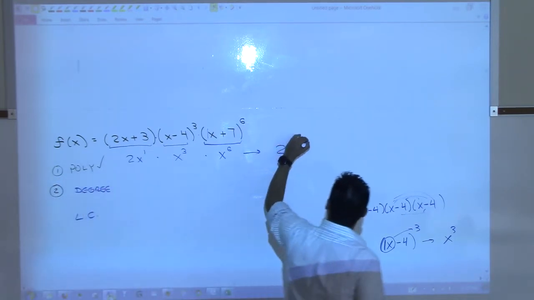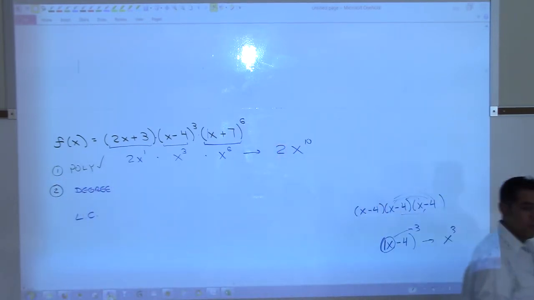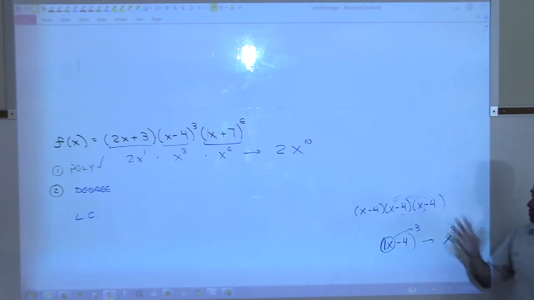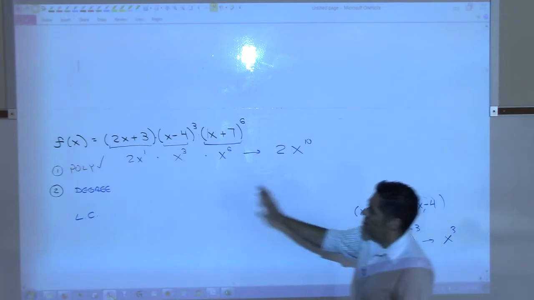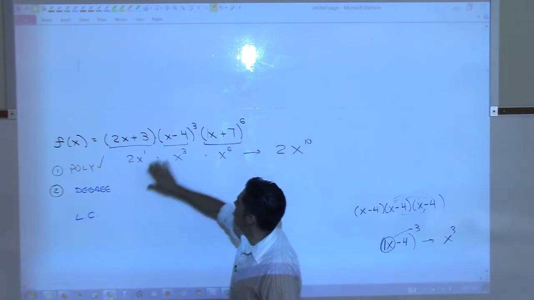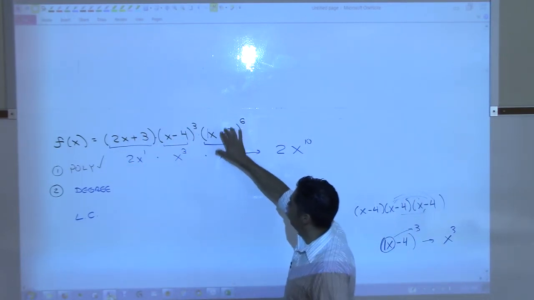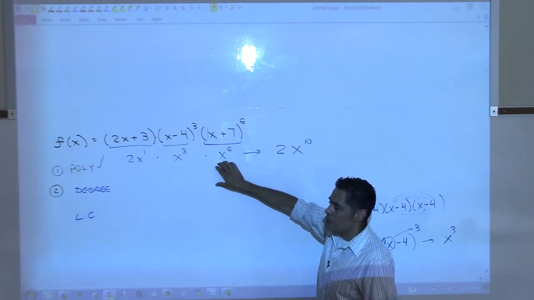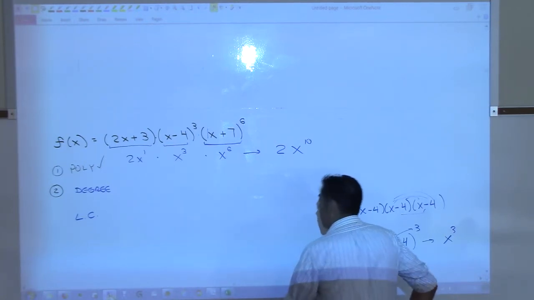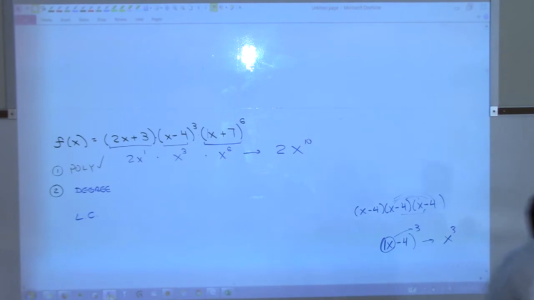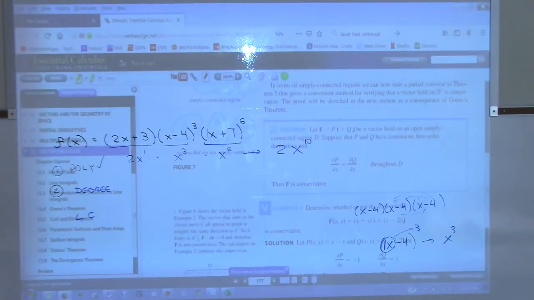So without actually going through all the work, which would have taken us 20 minutes to multiply it all out, and we'd probably make a mistake, we just say, look, this really is behaving like a 2x. This is really behaving like an x cubed. This is really behaving like an x to the sixth. So if we were to multiply that out, we would get 2x to the 10th. Now, do you believe that that would happen?